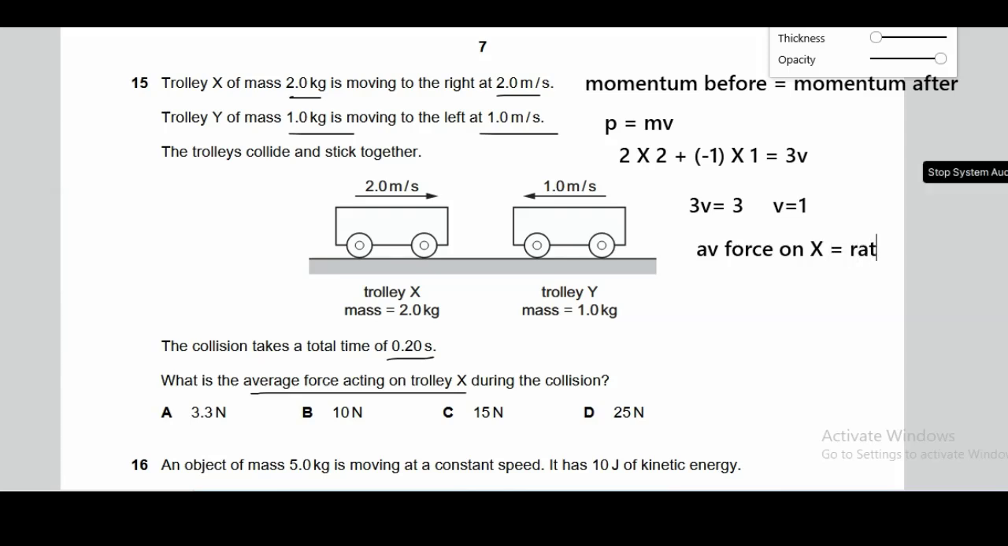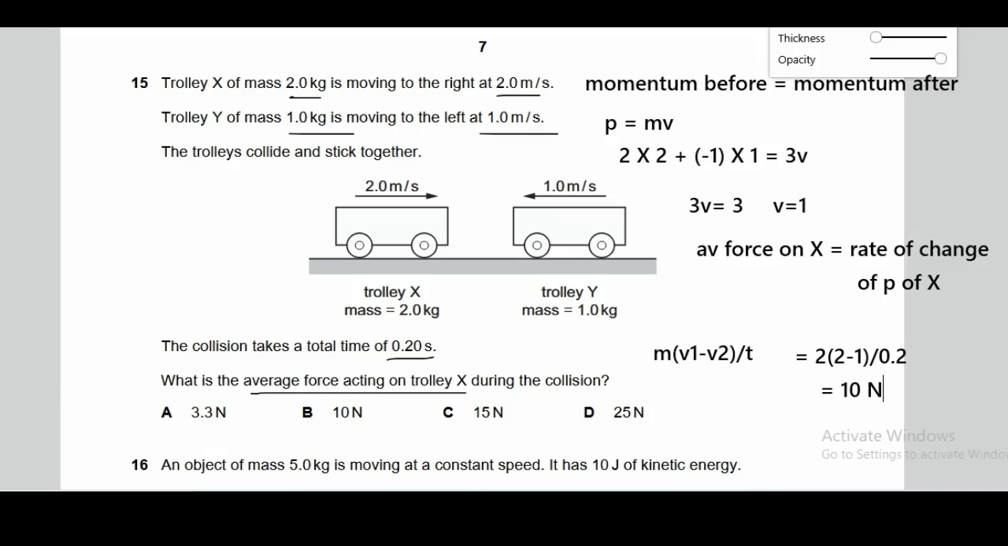Now since we are finding the average force acting on trolley X, we're taking the rate of change of momentum for trolley X only. So the momentum before the collision for trolley X was 4 and the momentum after the collision was 2. And the time was 0.2 seconds for the collision. So the force is 10 Newton, which is option B.